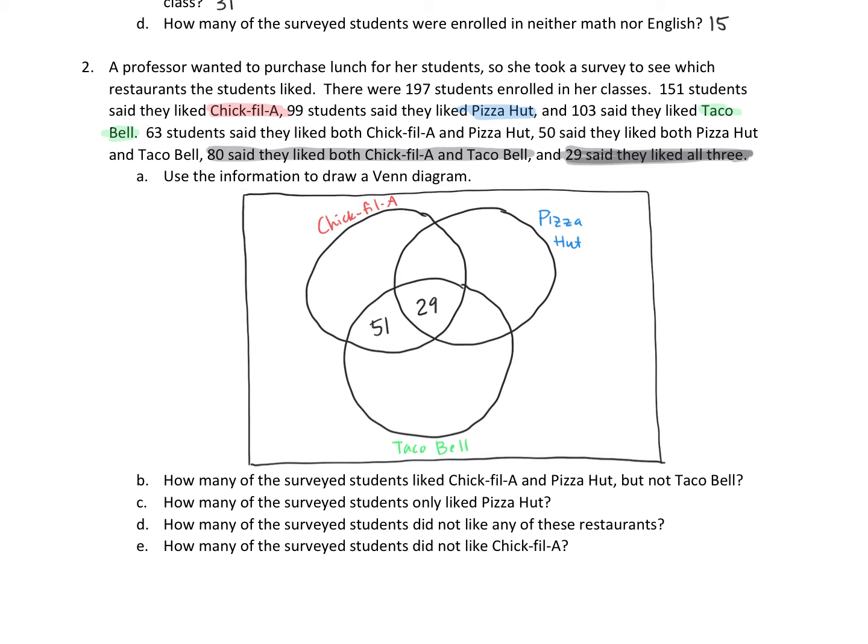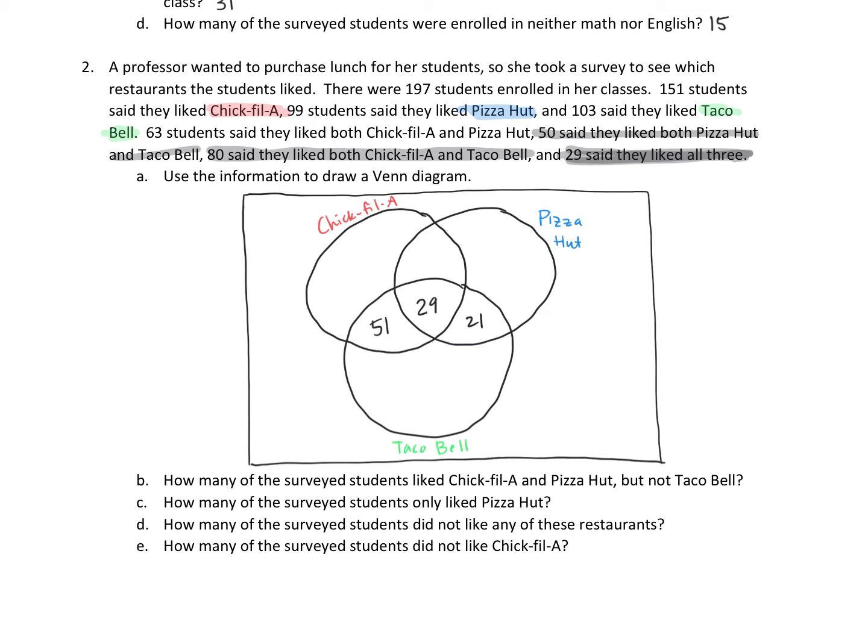Okay, so the one before that says 50 like Pizza Hut and Taco Bell. So Pizza Hut and Taco Bell is this football shape. So that total in both of those sections has to add up to 50. So if 29 is already in the middle section, I can subtract that from 50, and I'll get 21 left for the other section. So 21 is left for that other section.